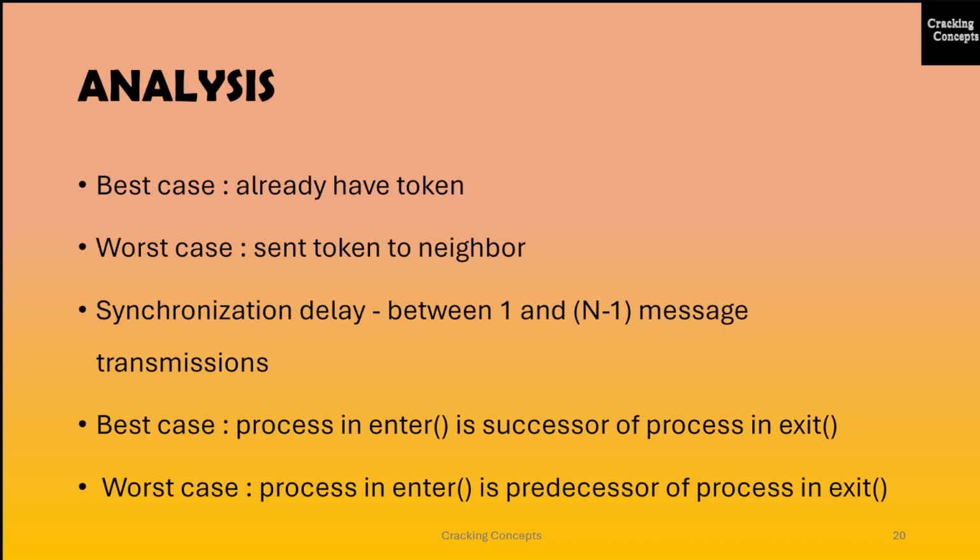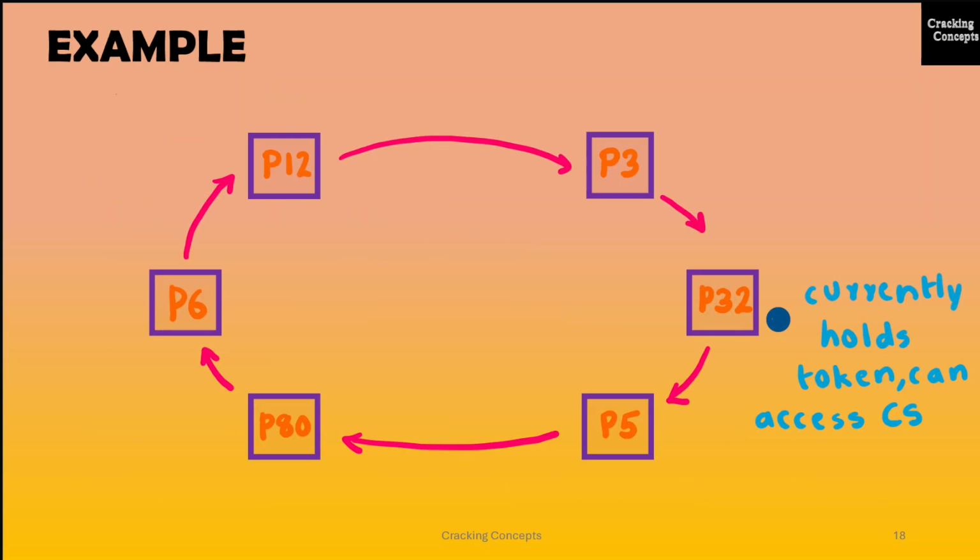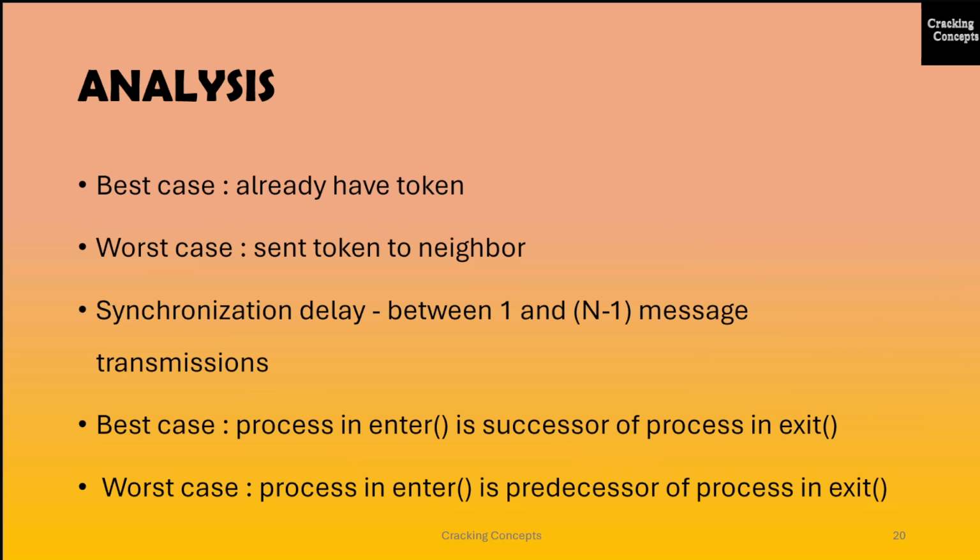Now if we are looking into the worst case, we will see that the process that is getting into the enter section is a predecessor of the process in the exit function. It can be the other way around. That is, P3 actually is getting into the enter function because P3 has to access the critical section, but P32 is in the exit phase. So if P3 needs to access the critical section, this token has to go through the entire ring again to reach P3. So that is the worst case scenario here.